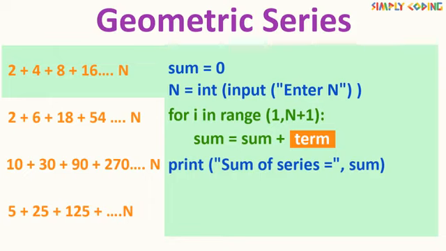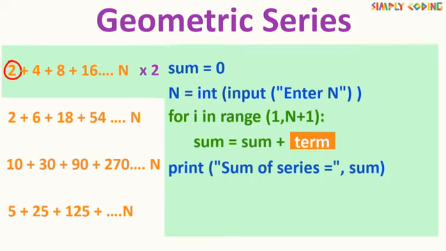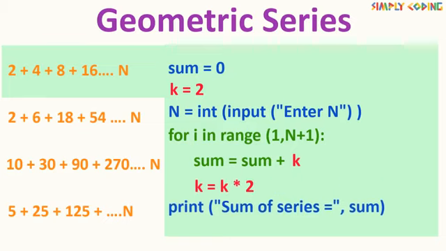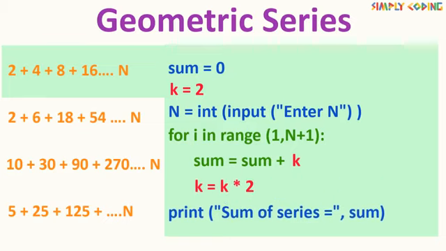Here in this series, the starting number is 2 and the next number is obtained by multiplying the previous number by 2. So in this case, we will take a variable k for each term of our series and initialize it to 2, which is the first number of our series. Inside the loop, we will just add our term k to sum for each iteration. This time, to get the next term, we will do k is equal to k multiplied by 2 for the next iteration. Now this will every time multiply the previous number by 2.